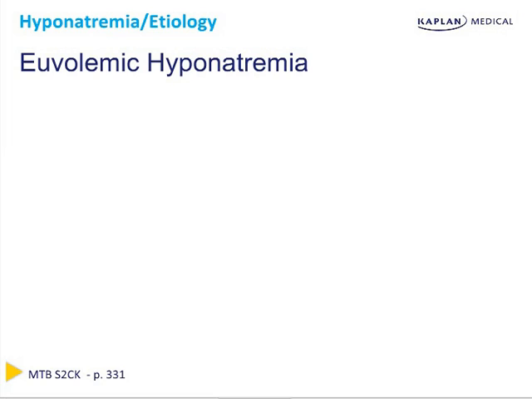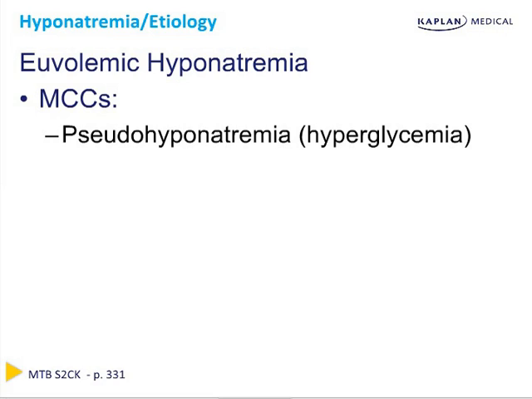Again, when classifying etiologies of hyponatremia, the most important thing to first assess in your patient is volume status. If you assess your patient and you find that they're neither volume up nor volume down, you'll want to think of some of these causes of euvolemic hyponatremia. The most common causes include something called pseudo-hyponatremia, which is seen in the setting of hyperglycemia.